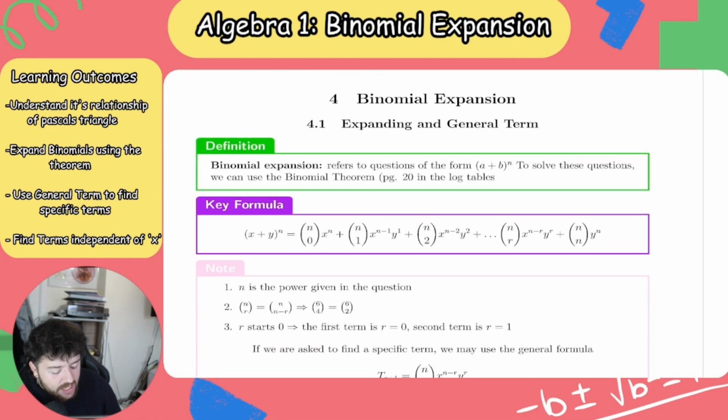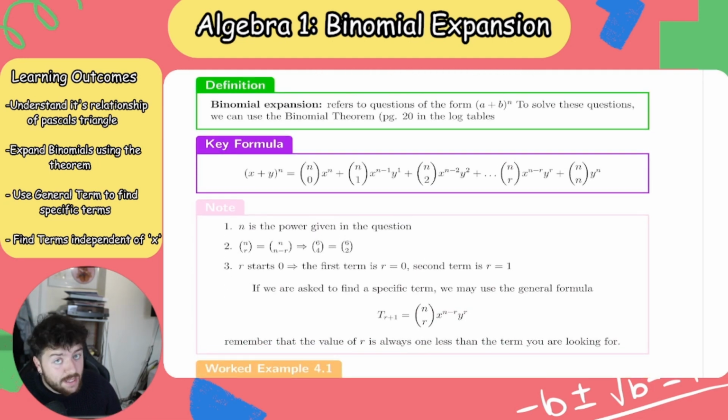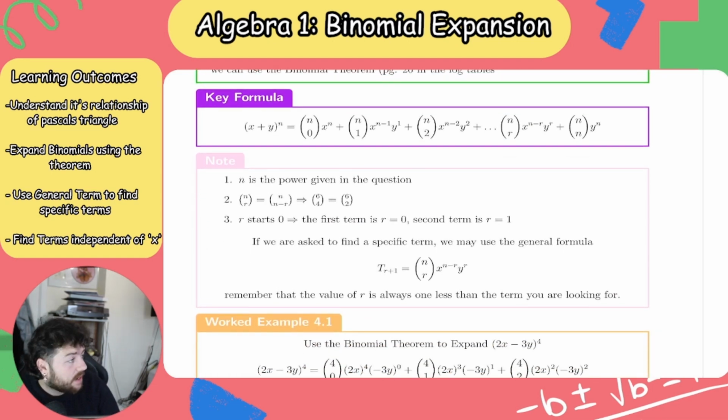Binomial expansion usually refers to questions in the form a plus b to the power of n. To solve these questions, we use the binomial theorem. This is on page 20 of your log tables. So the key formula is here. This is what appears in your log tables: x plus y to the power of n is equal to this thing. What's this thing?